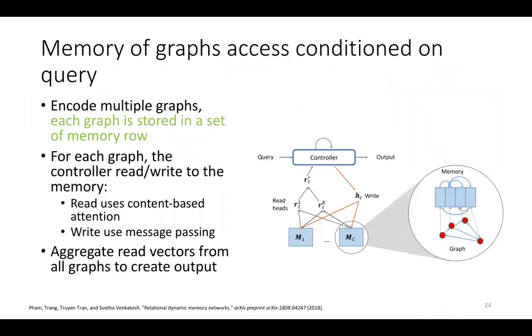Another type of graph memory is the conditional graph memory. In this model, they encode multiple graphs. Each graph is stored in a set of memory rows. For a graph, the controller reads and writes to the memory, reading using attention and writing using message passing. And the output is again aggregated from the read vectors from all the graphs to produce the output.